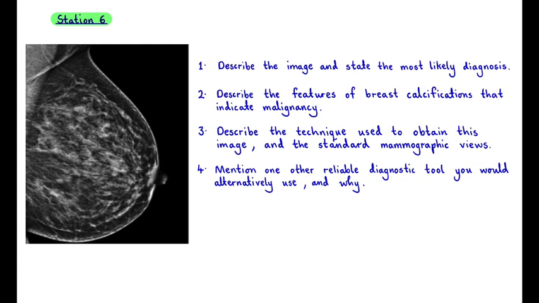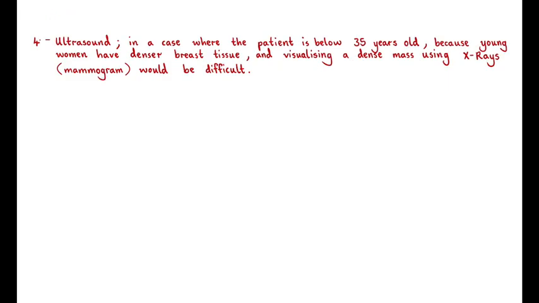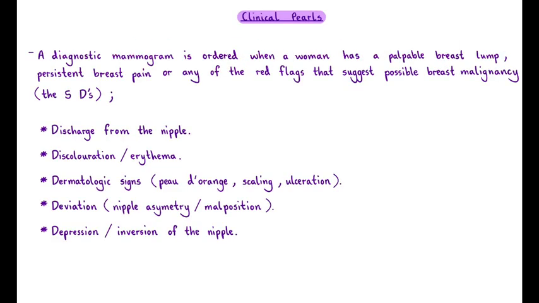Then number 4, mention one other reliable diagnostic tool you would alternatively use and why. So ultrasound is something that we would alternatively use, and we would use this specifically in a case where the patient is below 35 years old, because young women have denser breast tissue and also breast masses are usually dense. So if you try to visualize something that is dense over something that is dense, it would be very hard to see, which is why ultrasound is usually used in young women who have dense breasts to assess for dense masses.